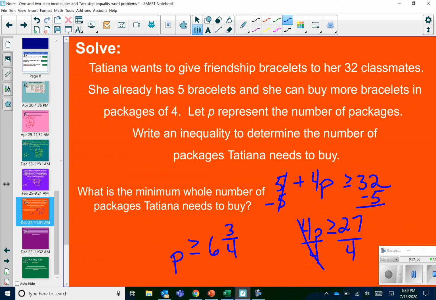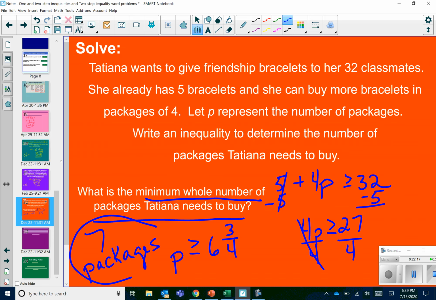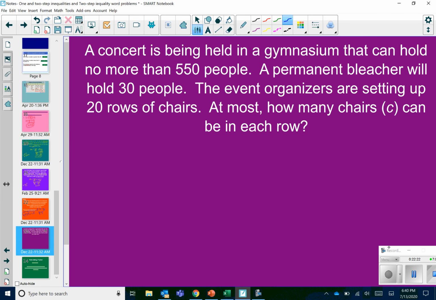Now, can you buy 3/4 of a package? No. And they want to know what's the minimum whole number of packages she needs to buy. Well, if she buys 6 packages, she won't have enough, which means how many packages does she need to buy? 7 packages in order to have enough. So some of these problems you may need to round your answer. You just need to read the problem carefully, look at the context of it, and see what they're asking you to do. All right, let's do one last one together.